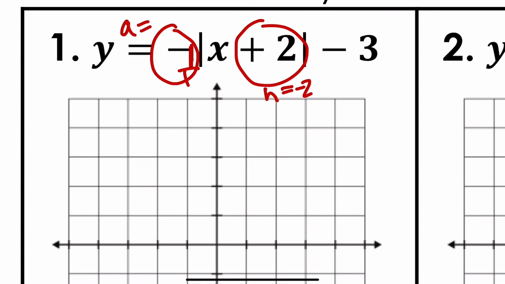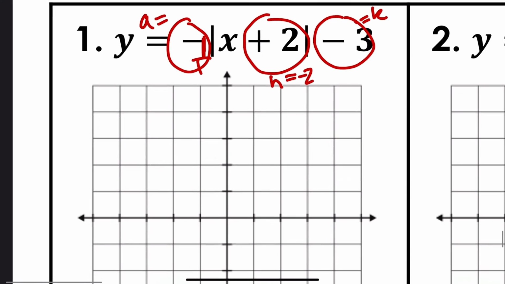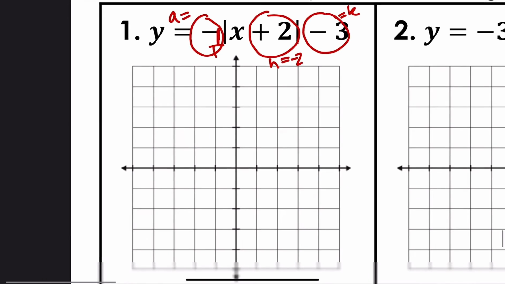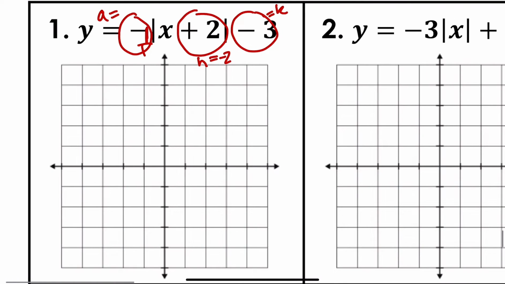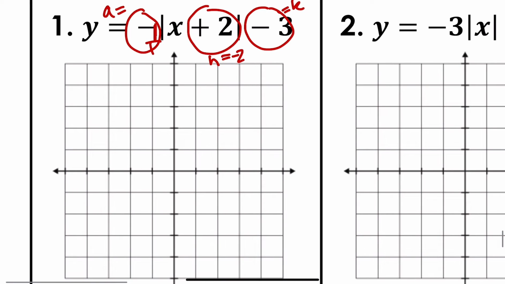And then we have K. K is going to be a -3, and K just stays the same. Nothing changes there. Okay, so let's start by graphing our vertex. Remember, that's the very, very tip of your function. The H and the K are going to tell us where we need to go for that.